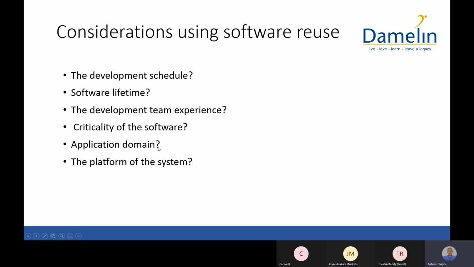Also, you want to ask yourself about the particular application domain that you're in. Maybe the application domain that you are in, or the problem that you are facing in your organization, is so unique that you definitely have to do original development. You don't have a choice. But if you're in the spheres that I just mentioned, you are an airline, a hospital, a bank, there is definitely, to some extent, something out there for you that you can reuse. And the platform of the system as well.